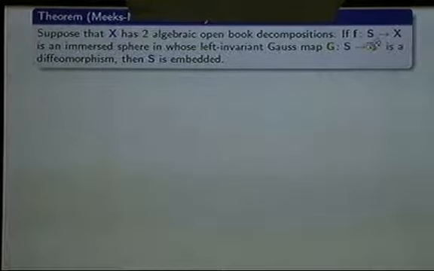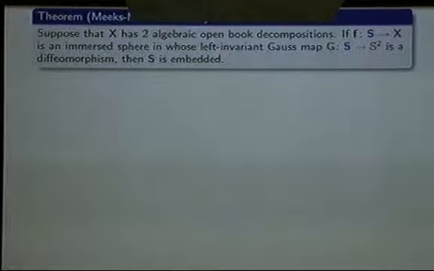Now, in such a space, I want to look at a sphere. So now take, let's say, a left invariant metric. Look at an immersed sphere whose left invariant Gauss map is a diffeomorphism. Then the claim is this sphere must be embedded. Okay? So we're going to use the open book decompositions to prove that if the Gauss map is a diffeomorphism, then the sphere must be embedded.